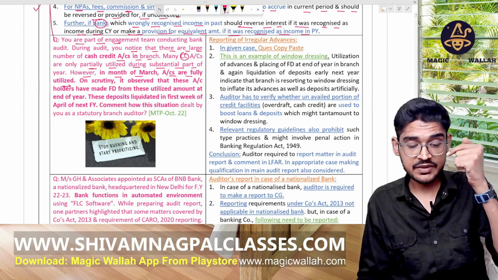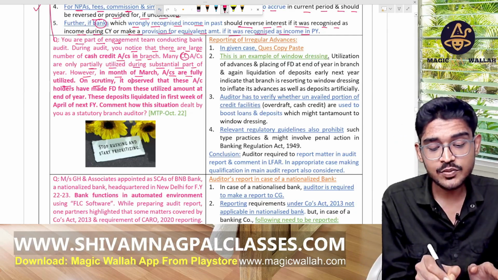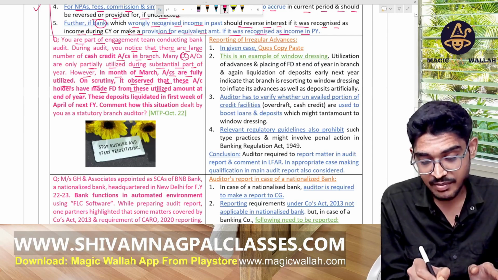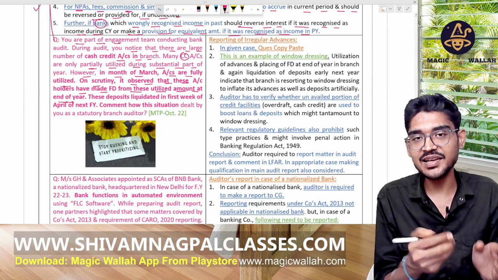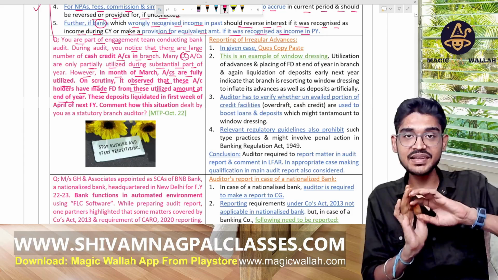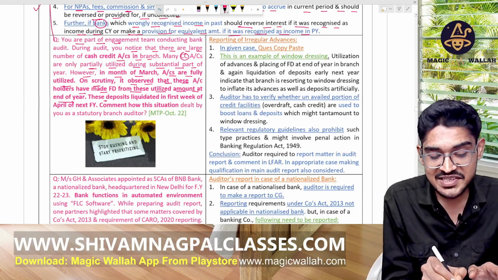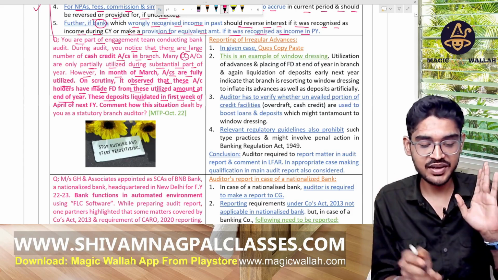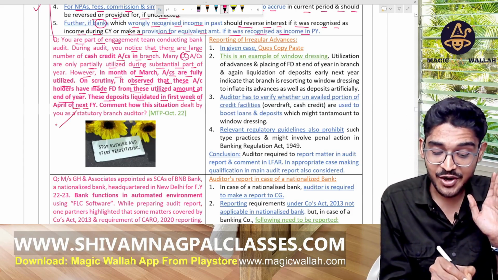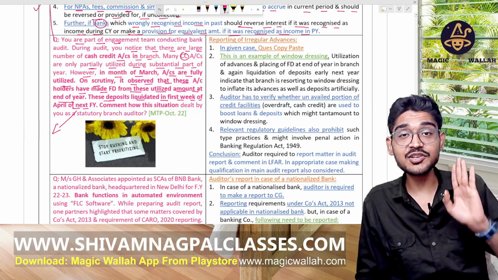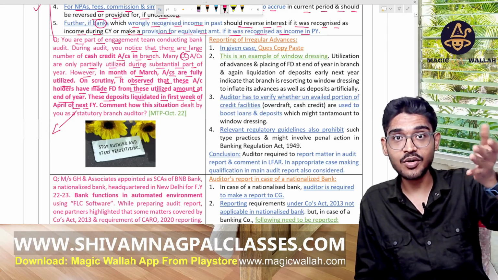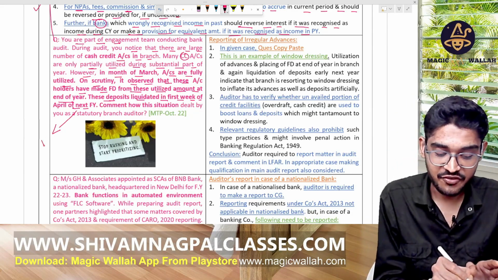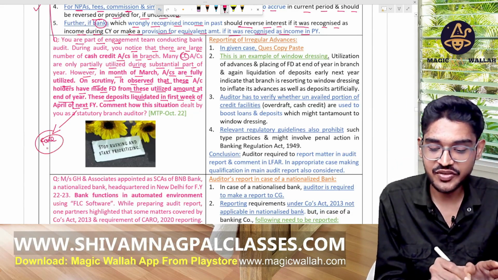On checking, it is observed that these account holders have made FDs from this utilized amount at the end of the year. Okay, they withdraw the amount in the last month and make the FD for that amount. These deposits are liquidated in the first week of next year. So they are doing window dressing. They are showing a high FD in the bank. The bank is showing fake accounts, window dressing.